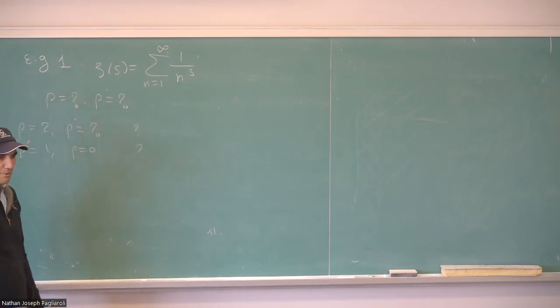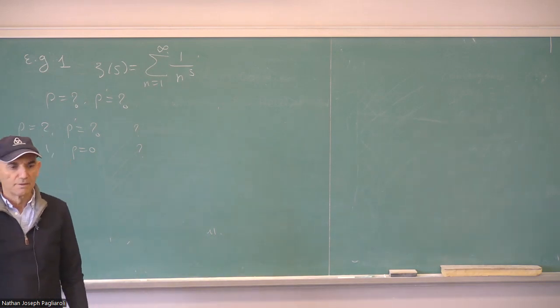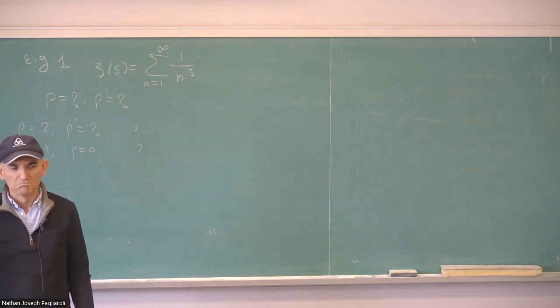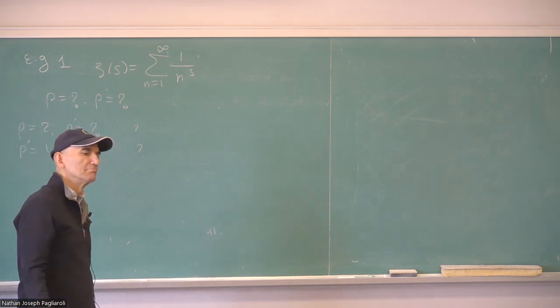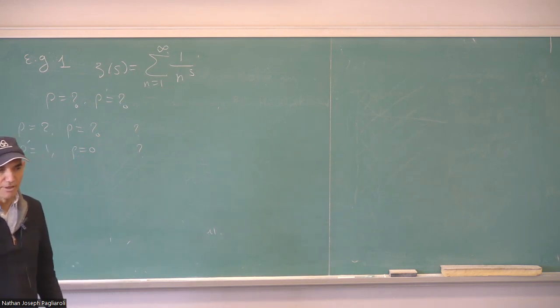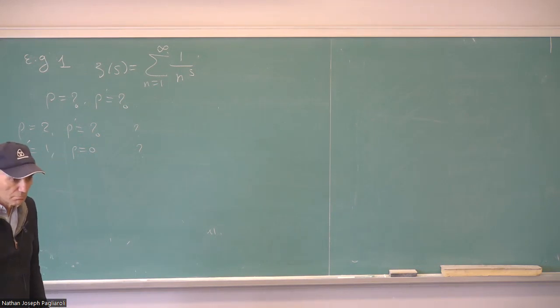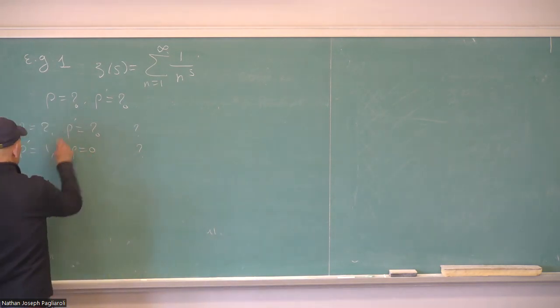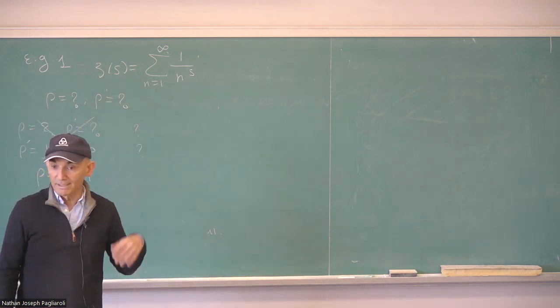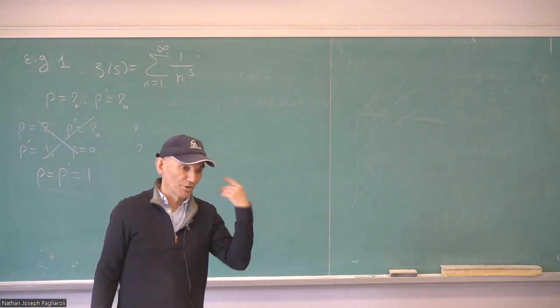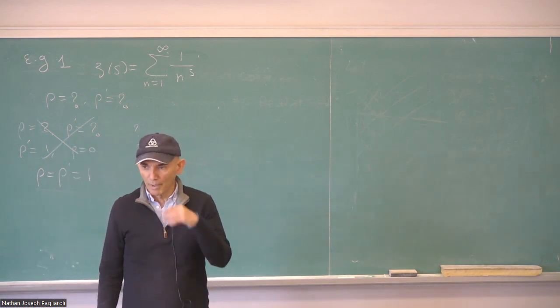And any other takers? Yeah, that's relevant, for sure. And guess both 1. Yeah, indeed. Both are equal to 1. This is an example where actually the answer to your question is positive. Rho is equal to rho prime equal to 1.